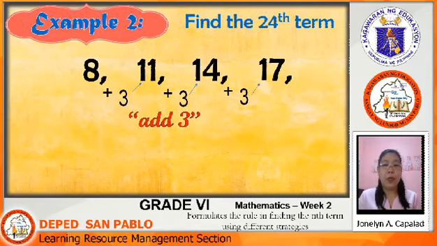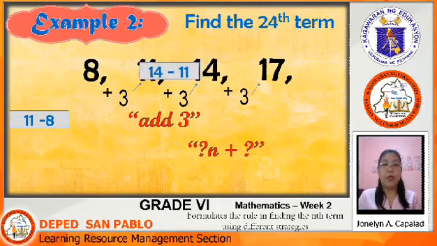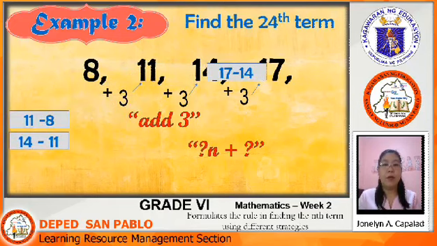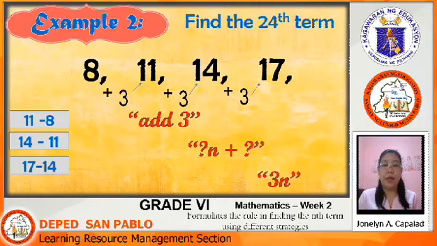The nth term of a sequence is written in the form n plus ?. The number in front of the n is the difference of a term and its previous term. In the example above, we have 11 minus 8, 14 minus 11, and 17 minus 14. All these give a difference of 3. Since the difference is 3, the first part of our rule will be 3n.